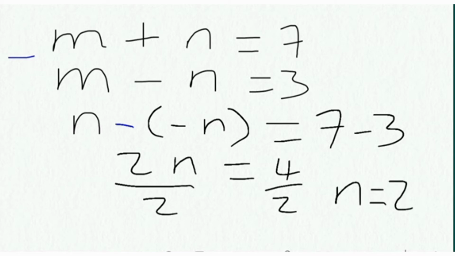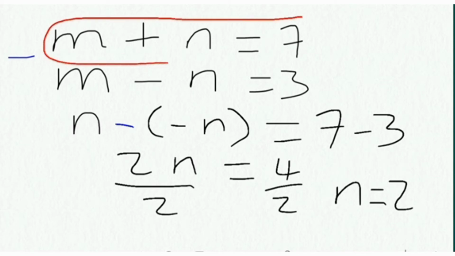Next, we have to find the value of m by substituting the value of n into one of the original equations. We have this one. You can even substitute it here. m plus 2, because the value of n is equal to 2. m plus 2 is equal to 7. And we have to solve this one by taking 2 to the other side of the equation. Remember, when it crosses the equal sign, it changes the sign. And it will be 7 minus 2, which is 5. And the value of m will be 5.